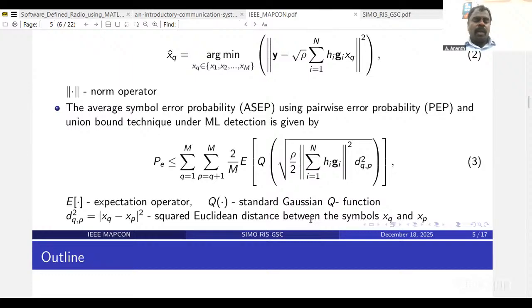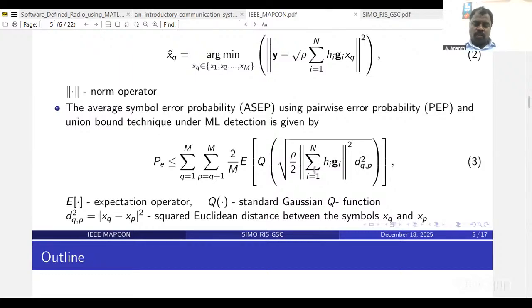So now we understood that the only possibility to improve BER is by increasing the argument of the Q function. Under that, there are certain parameters on which we don't have any control. Rho, we don't have any control over at the receiver side. 2 is constant, and d square(q, p) is also constant. So the only parameter we can play around with is the h_i and g_i vector.